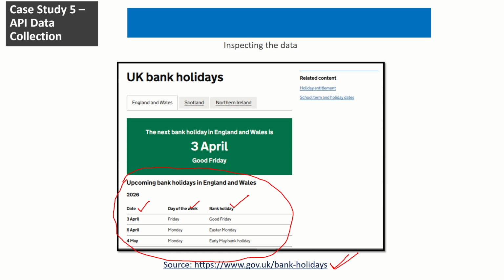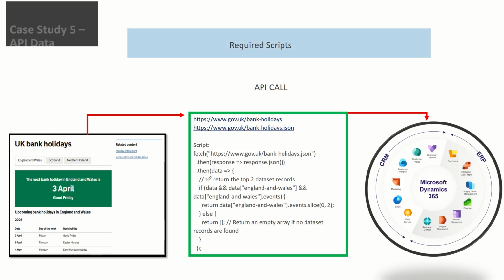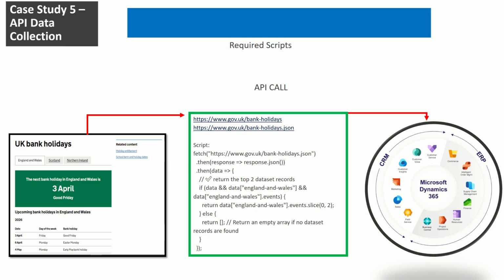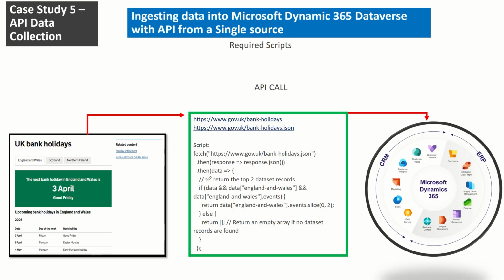So what next are we looking at? How can we make this happen? The next bit here, as you can see, is the simple proof of concept of how it will happen. In front of you, we're still maintaining a super simple process. We're in case study 5, API data collection, ingesting data into Microsoft Dynamics 365 Dataverse with API from a single source. On the bottom left corner, this is the website I just showed you. I just did a walkthrough.